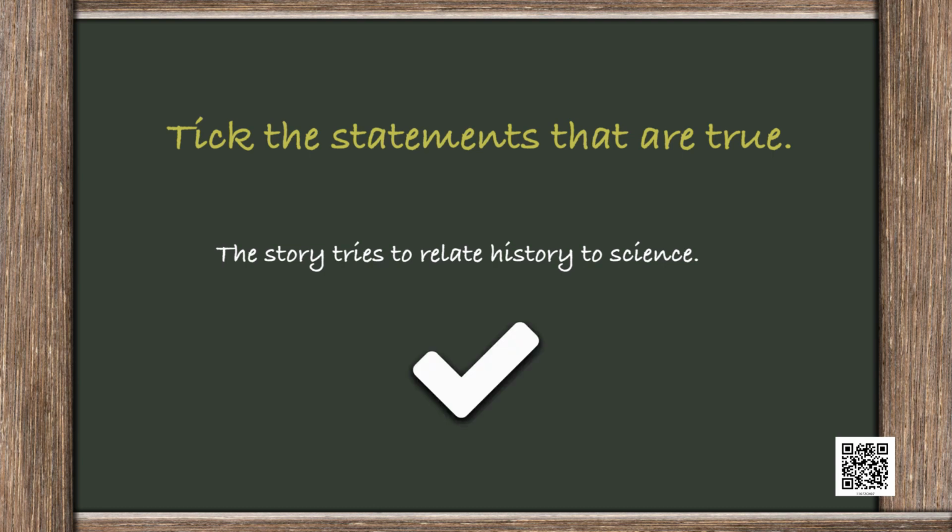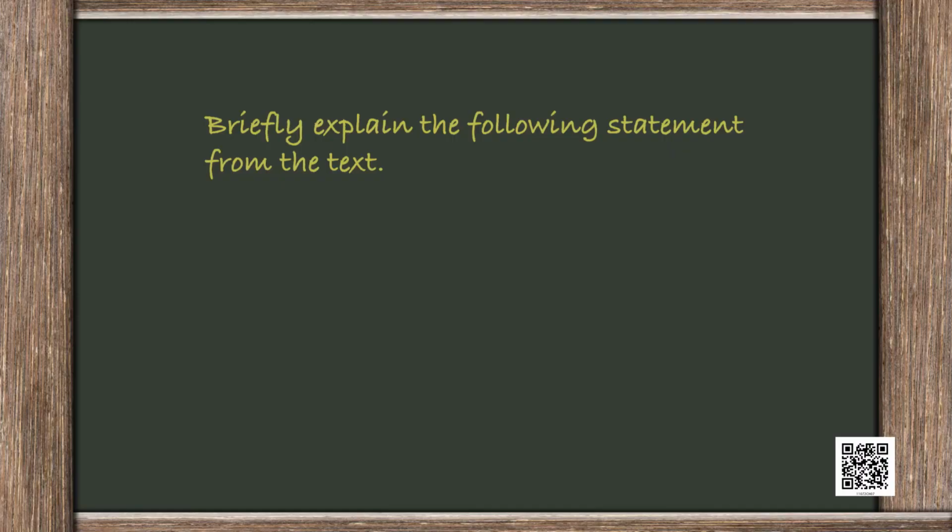The story tries to relate history to science. That is true, even though it's contentious, but this story is about an interaction between history and science. What if the third battle of Panipat had gone the other way? So there's scientific speculation about historical events, so this statement is true. All right, so now let's look at the next set of questions.